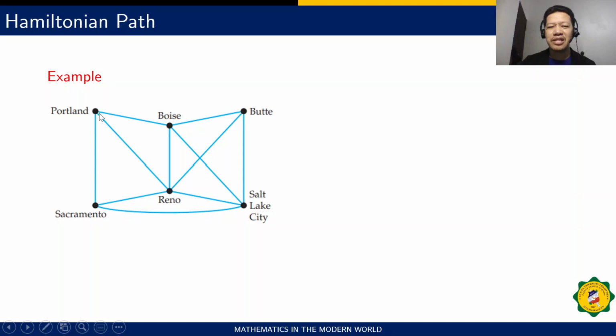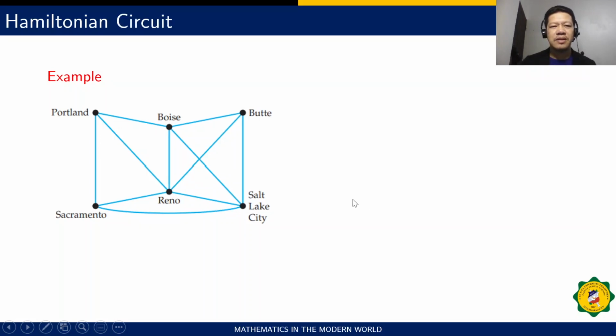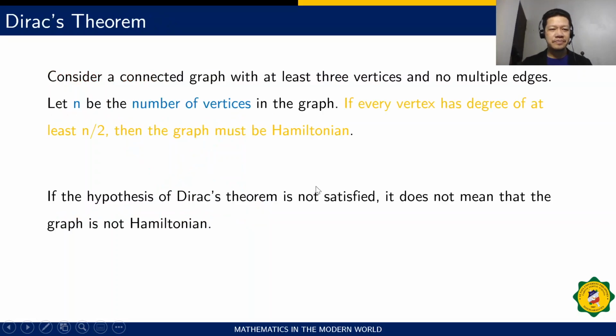When you go back to Portland, that becomes a circuit. Okay, if you stop at Sacramento and you already pass through all these cities here, that's only a Hamiltonian path. And you should actually just pass through these cities exactly once. So that's the difference of the Hamiltonian with that of the Euler.